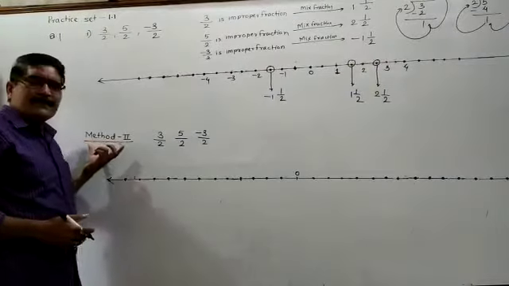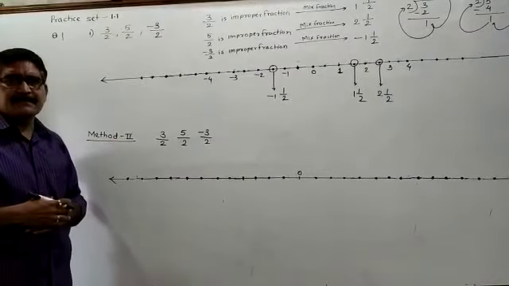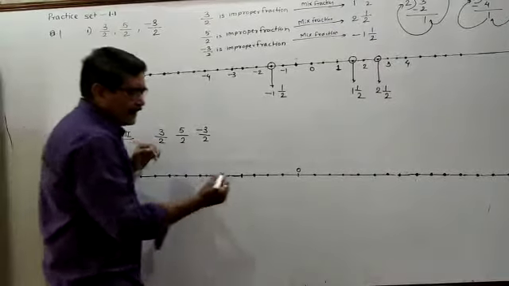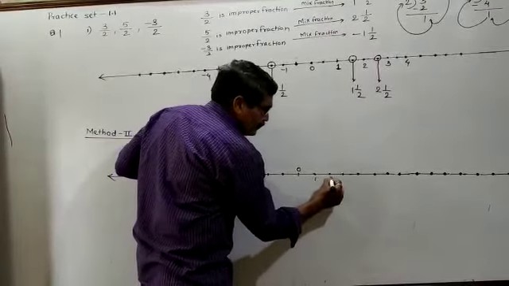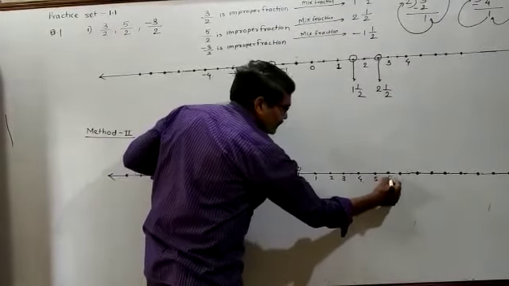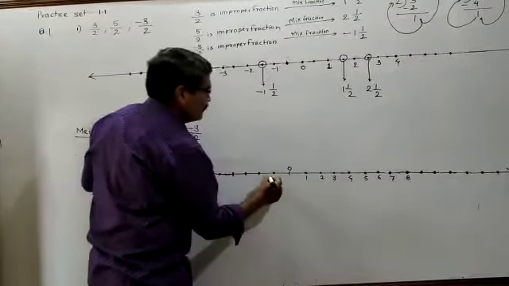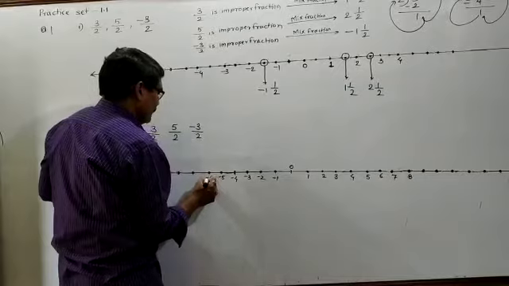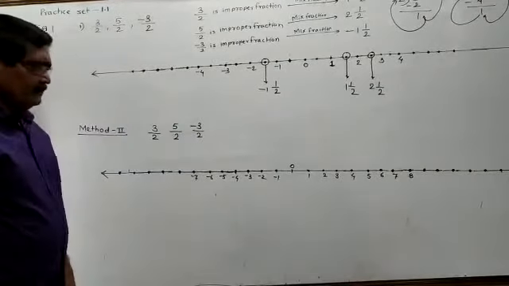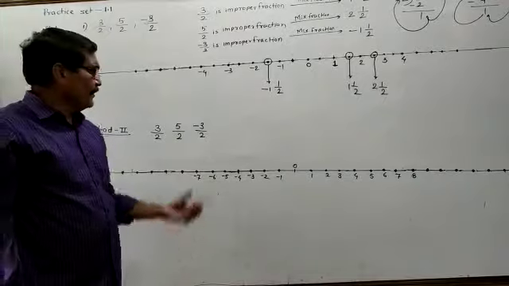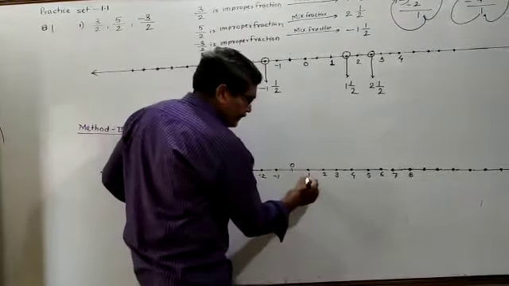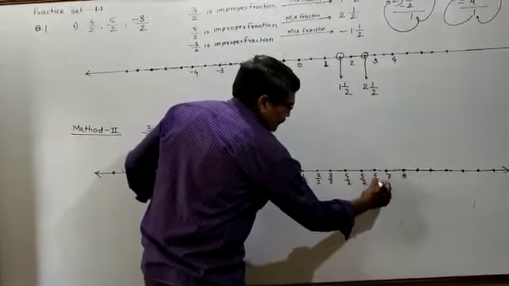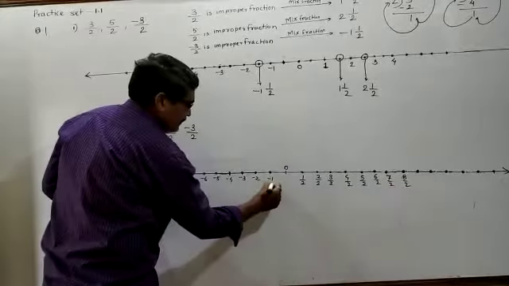But the second method is very easy. What you have to do, you have to see that the denominator is 2, so you have to write the number line: after 0, 1 2 3 4 5 6 7 8. Here also minus 1 minus 2 minus 3 minus 4 minus 5 minus 6 minus 7 will come. Once you write the number line, you have to see that the denominator is 2. Divide each and every term by 2. Each and every number you have to divide by 2.